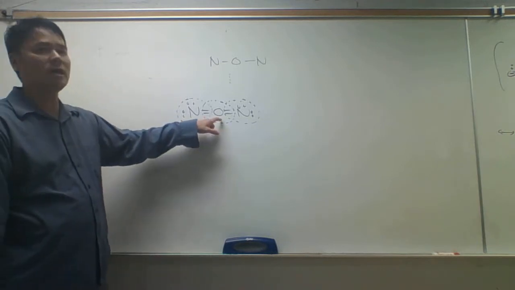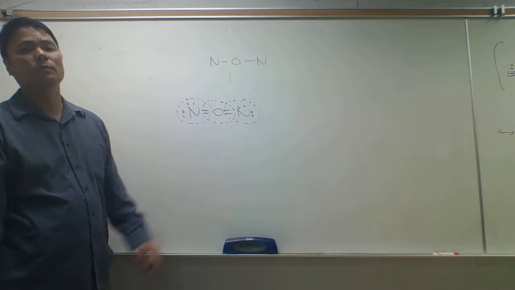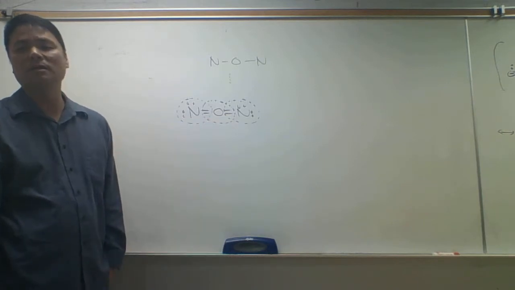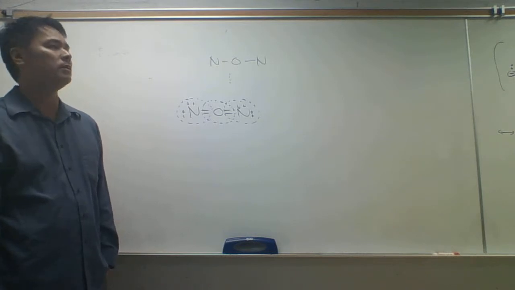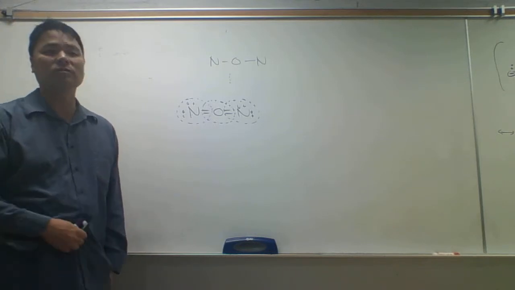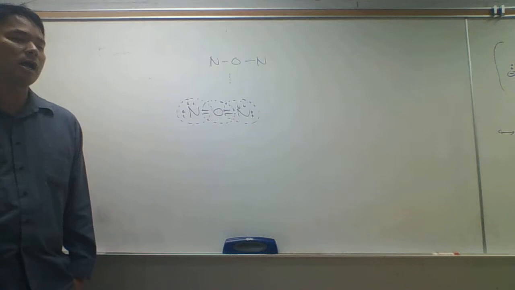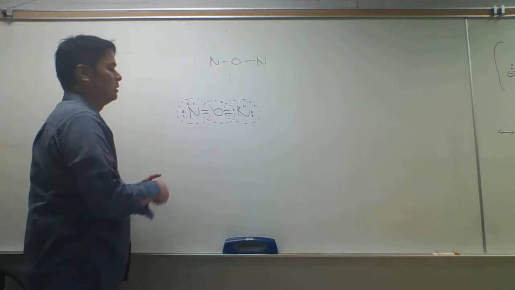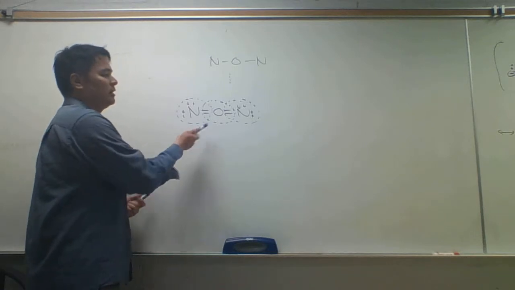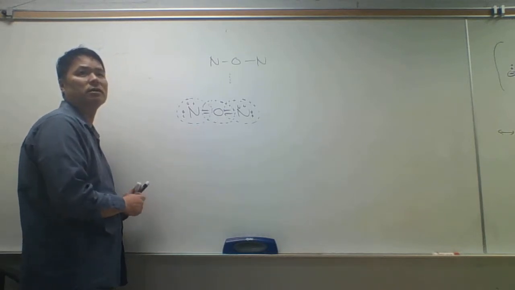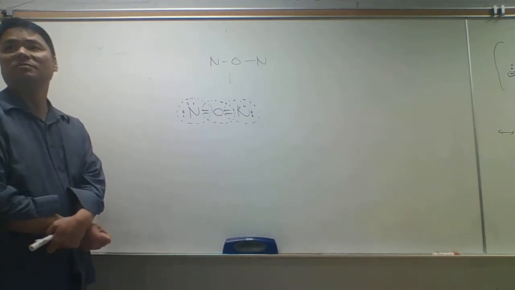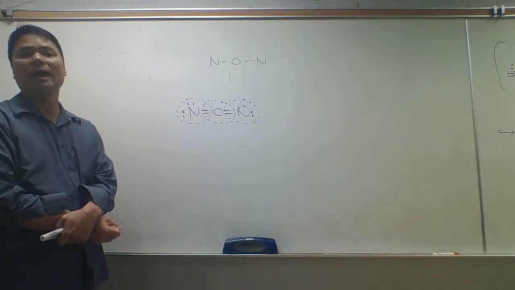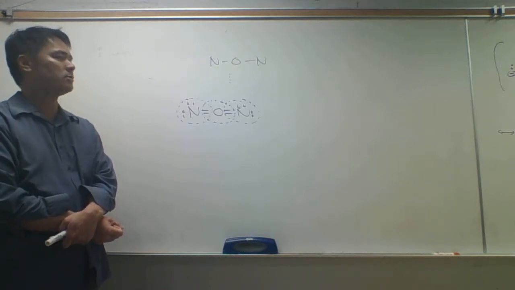It is possible to have less than an octet, but we try to avoid it because less than an octet makes it unstable. Like BF3, for example. BF3 was less than an octet. It made a powerful Lewis acid and very reactive. And so we try to avoid that. But this structure looks great. It has an octet. Everything looked good, right? Except for one thing. What looks bad about this structure?